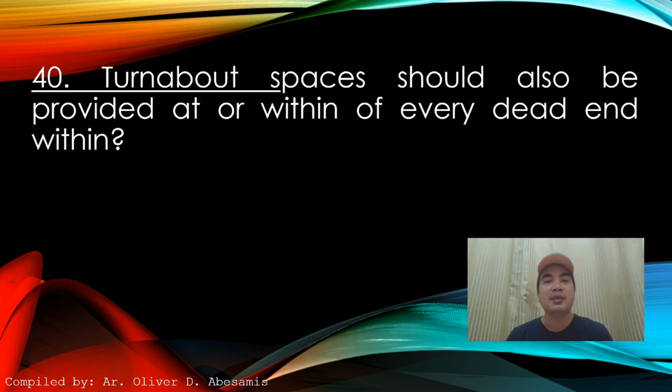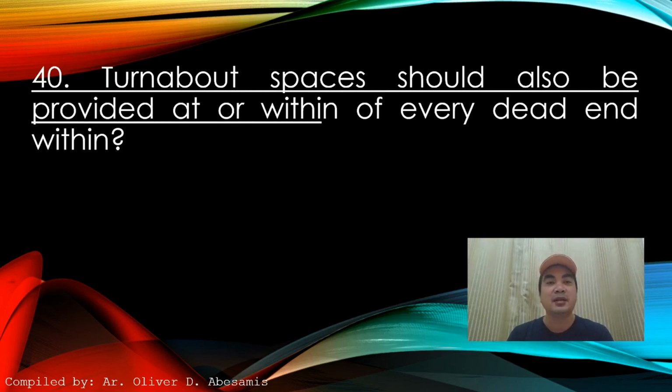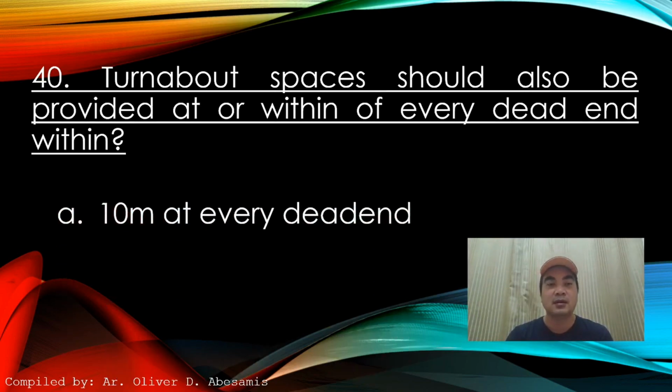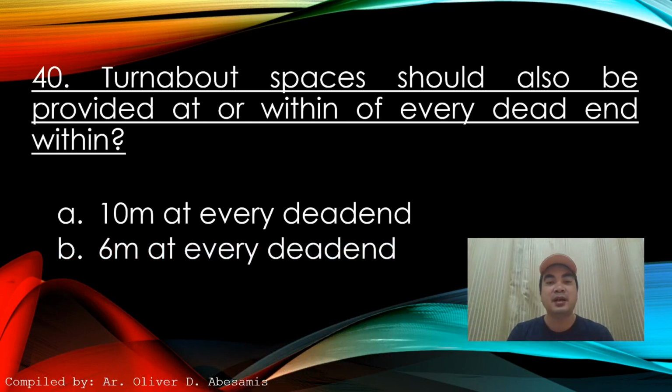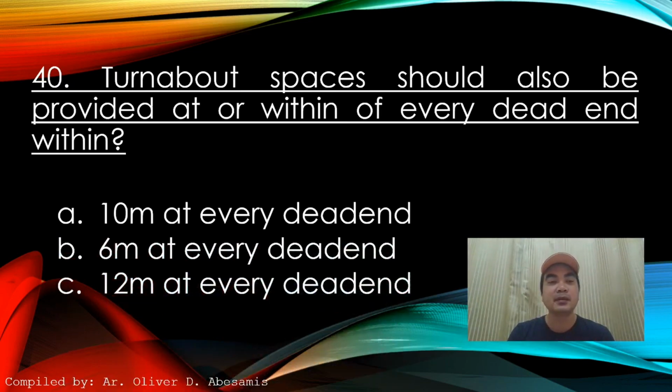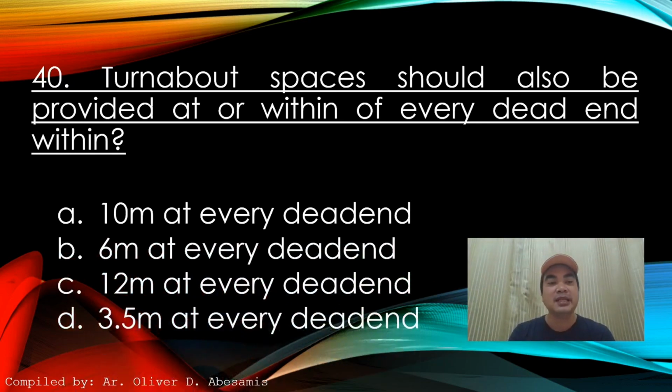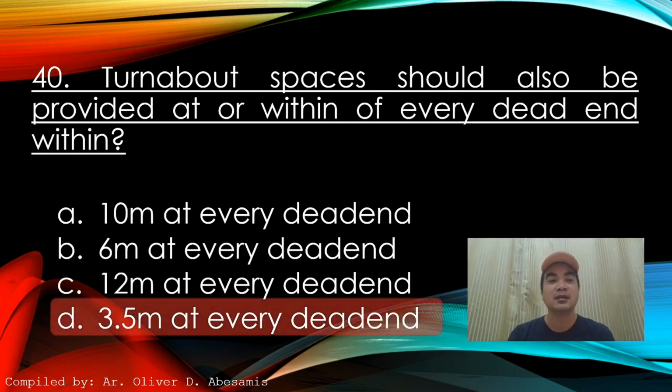40. Turnabout spaces should also be provided at or within every dead end within A. 10 meter at every dead end. B. 6 meter at every dead end. C. 12 meter at every dead end. D. 3.5 meter at every dead end. Answer? D. 3.5 meter at every dead end.